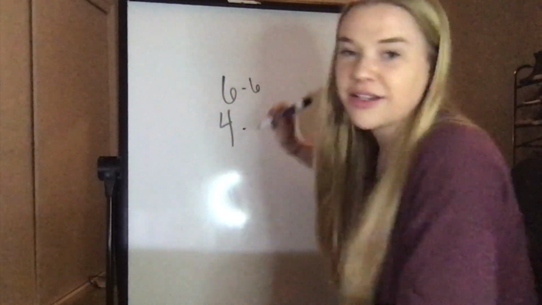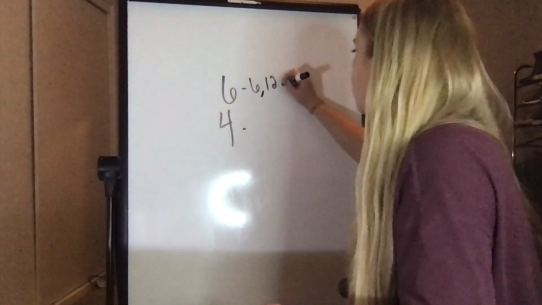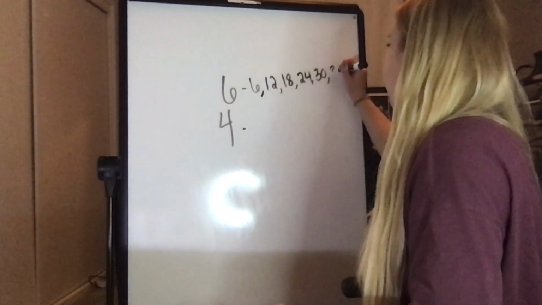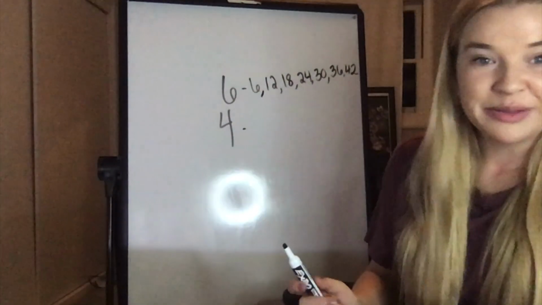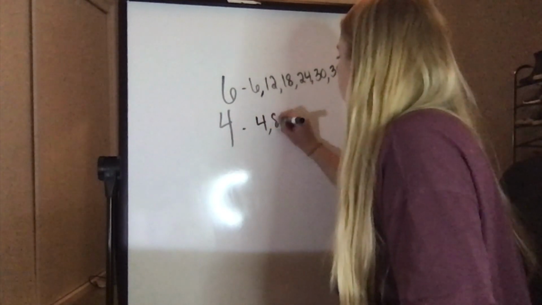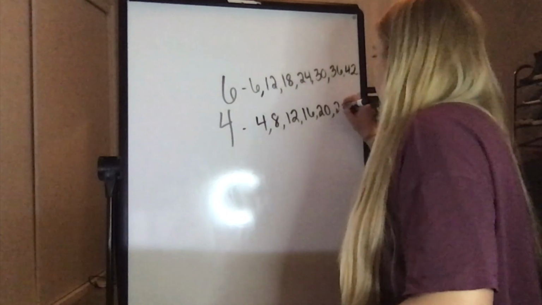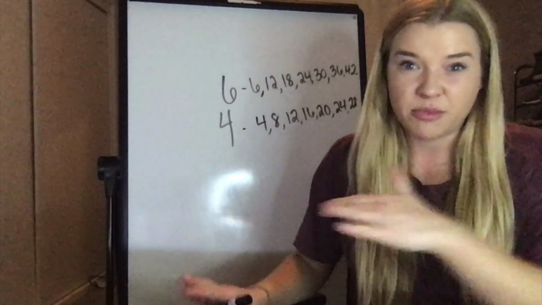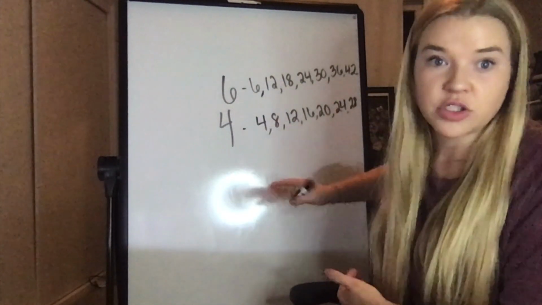So I didn't give myself enough room. We might not be going to 10. We might be going to 5. All right, so 6, 12, 18, 24, 30, 36, 42. I'm out of room, so I'm going to stop there. Now I'm going to go by 4s. So we have 4, 8, 12, 16, 20, 24, 28. This is like what you'd see on your multiplication chart. This is literally just me adding 4 each time. These are the multiples of 4.